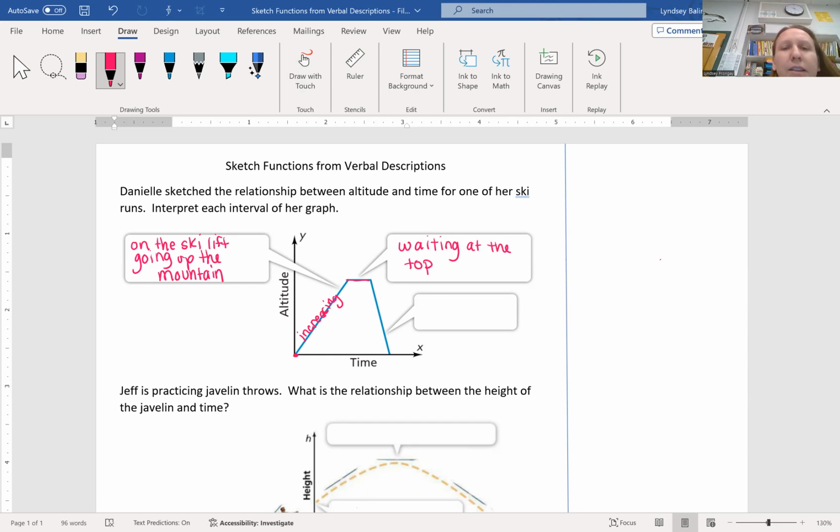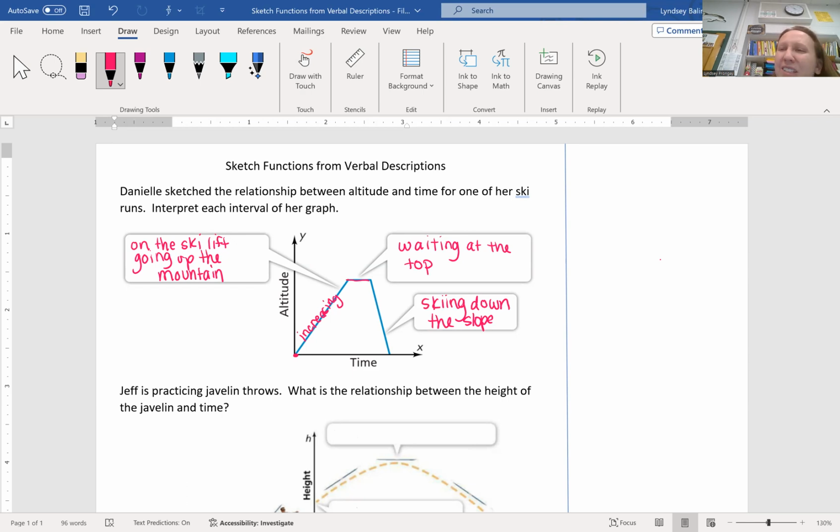And then you can see that there is a sharp drop in her altitude. So this would be when she is skiing down the slope. Now obviously the first part is a positive slope, it's increasing, and this last part was negative, it was decreasing. So her altitude was increasing at first and decreasing at the end.